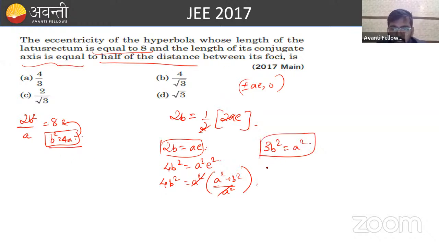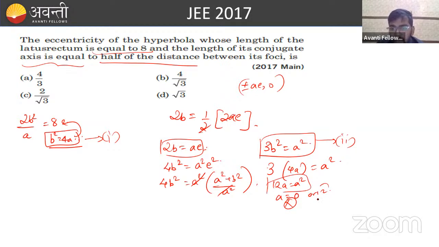Let's put it here. So if b square is 4a, right? I'll use the relation of 1 in 2. So 3b square will become 3 times 4a equals to a square, right? So 12a equals to a square. So a value comes out to be 0 or 12 from this information, but 0 cannot be the value of a. So therefore we take a is 12. So we got a value as 12.